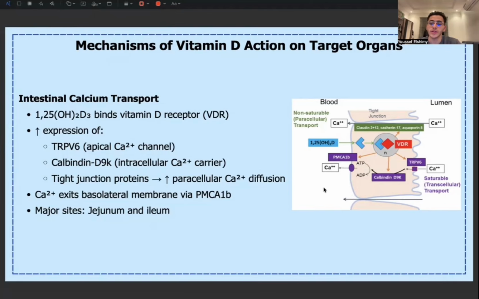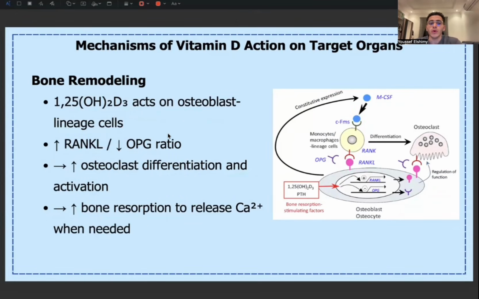This is the most important function of vitamin D, acting on the intestine, specifically the jejunum and the ileum. Moving on to bone remodeling, we mentioned that it has an effect on the bone. So the active form of vitamin D acts on osteoblasts and osteocytes, but mainly osteoblasts. What happens is that this would lead to an increased RANKL and a decreased OPG ratio. So it favors osteoclast differentiation and activation.